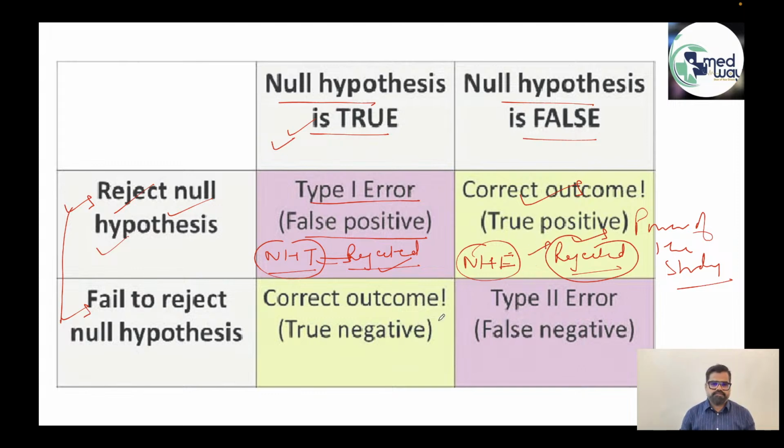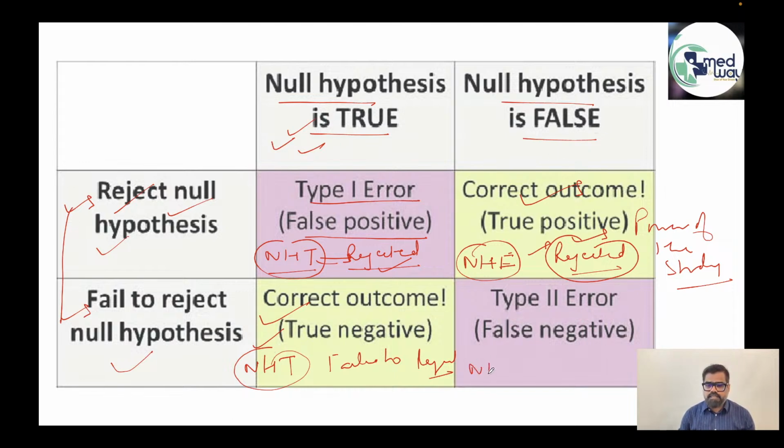Good, very good. Now take this one box. Null hypothesis again. Null hypothesis true. And the row says, fail to reject. You are not rejecting it. Very good. Null hypothesis true. Why should you reject? Accept it. Correct outcome. True negative.